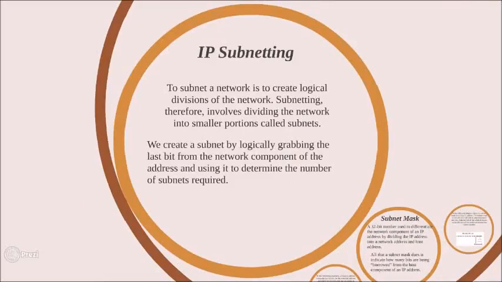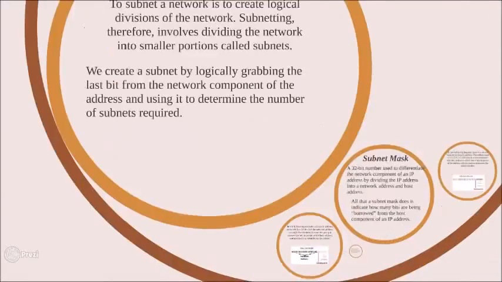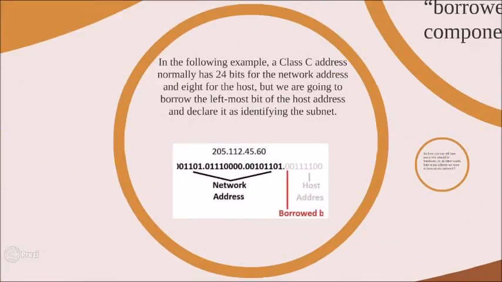To subnet a network is to create logical divisions of the network. Subnetting therefore involves dividing the network into smaller portions called subnets. Let's see an example of a class C address, which has 24 bits of the network address and 8 for the host. We borrowed the leftmost bit of the host address and declare it as identifying the subnet. With only one borrowed bit, we can have only two possible subnets.